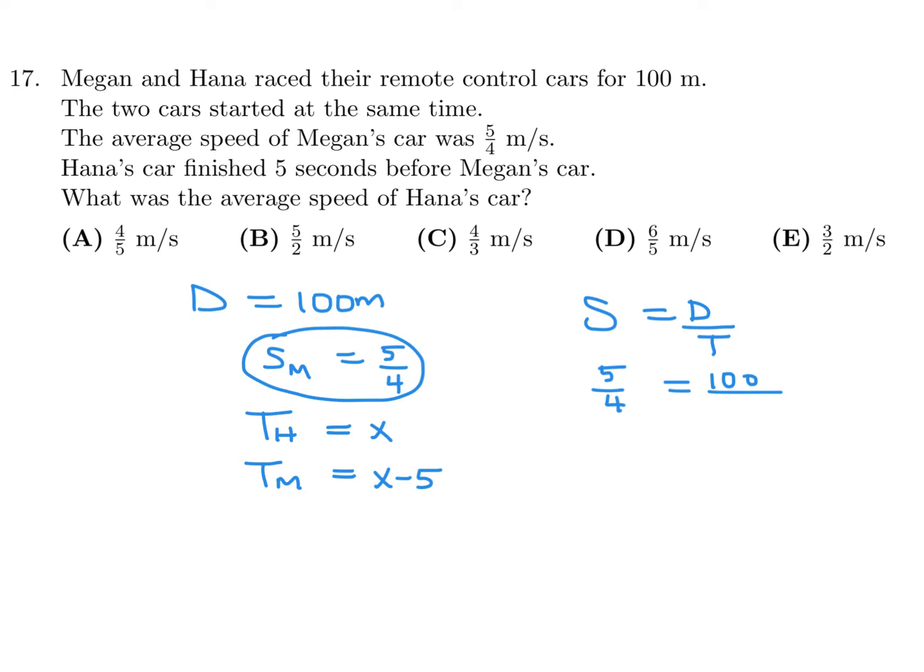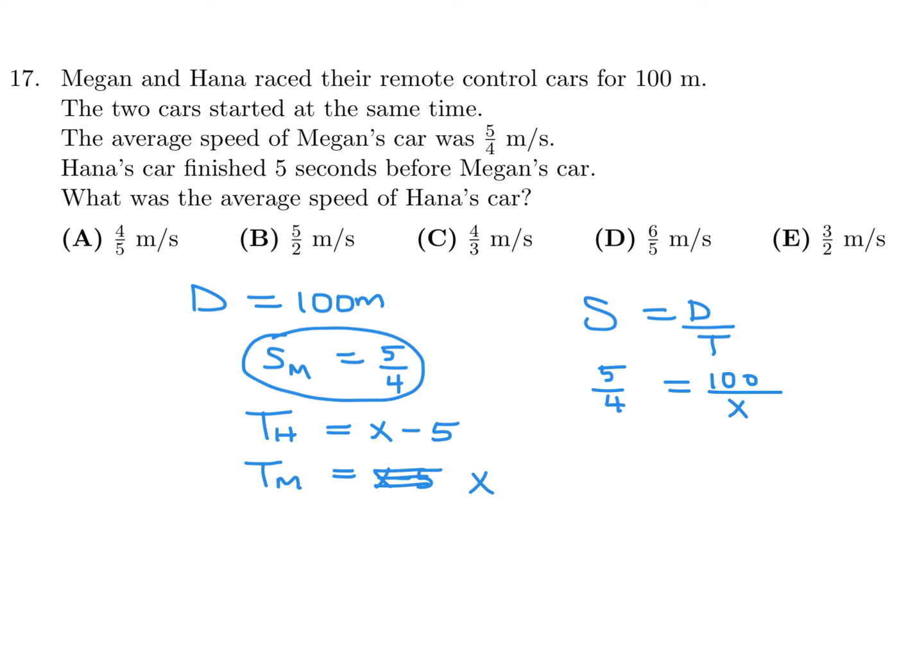Actually, hold on. Who are we figuring this out for? Megan. And Megan, I think I reversed this. Hannah's car finished 5 seconds before Megan's car. So Megan should be x and Hannah should be x minus 5. Sorry about that. Okay, so we'll put x there. Okay, there you go.